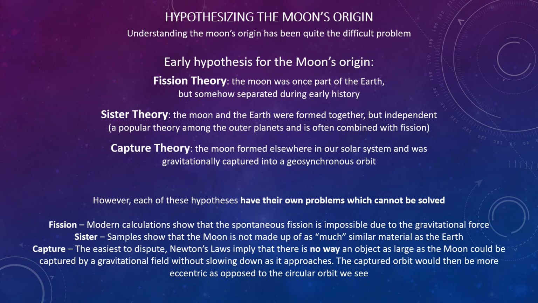The capture theory is the easiest to dispute because Newton's laws imply that there is no way an object as large as the moon could be captured by the Earth's gravitational field without slowing down as it approaches. And then a captured object would be way more eccentric than the circular orbit that the moon is in.